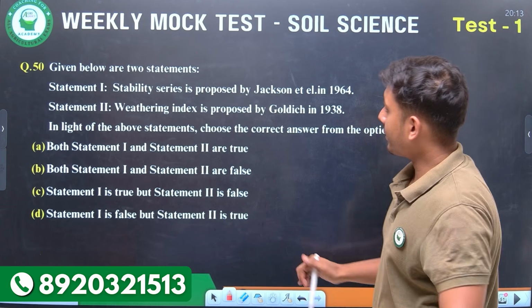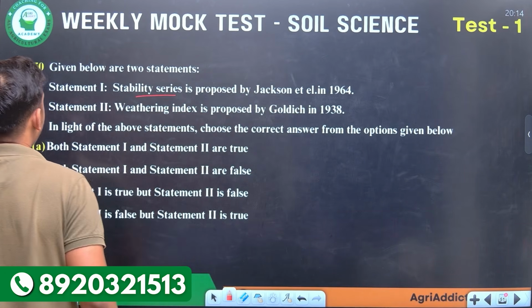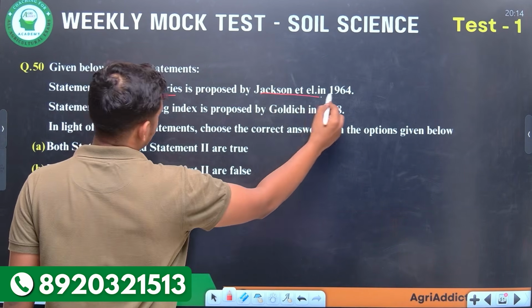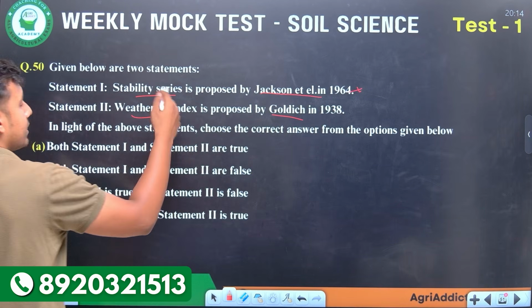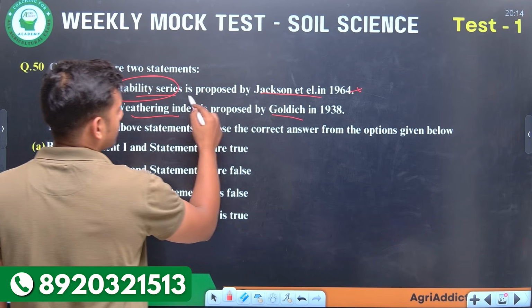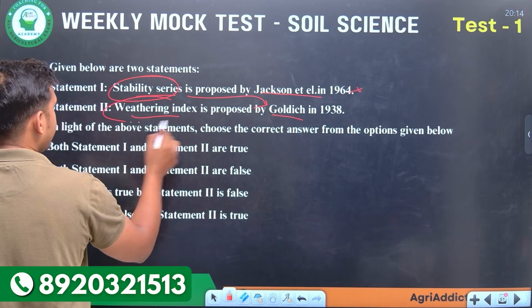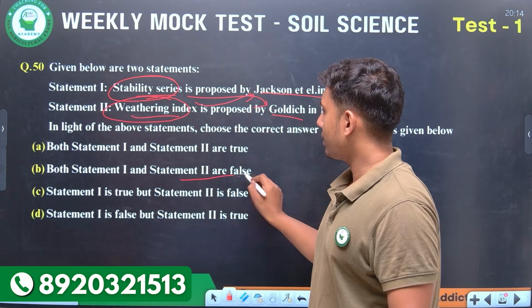And again, statement based. Statement 1: the stability series is proposed by Jackson et al. No. Weathering index is by Gold. Okay, these are just the reverse of one another. Stability series was actually proposed by Goldrich and the weathering index was proposed by Jackson. So both the statements will be false.